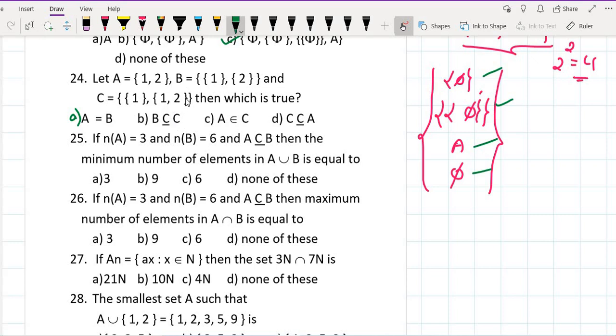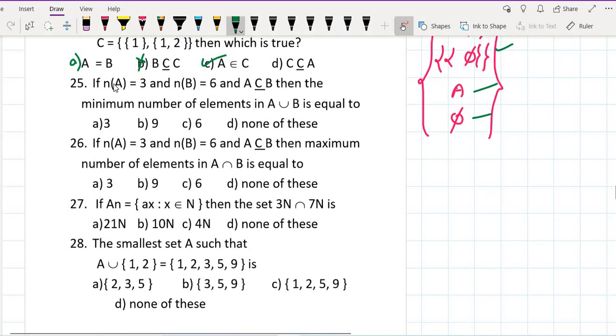B is a subset of C? Check whether all the entries of B are there in C. 1 is there, but 2 is not there. It is 1, and set containing 1, 2. So, B is not a subset of C. Check whether A belongs to C. Belongs to means it should be an element of C. The set containing 1, 2 is there in C. So, option C holds good. The correct answer is option C for question number 24.